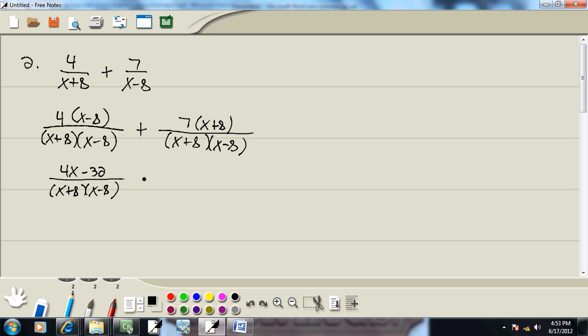We don't actually multiply together the bottom parts. 7 times x is 7x. 7 times 8 is 56.